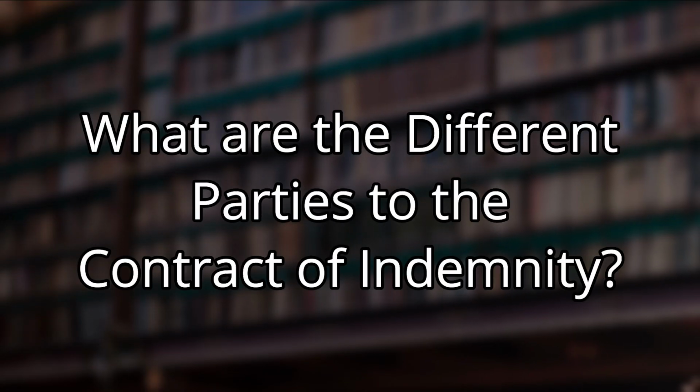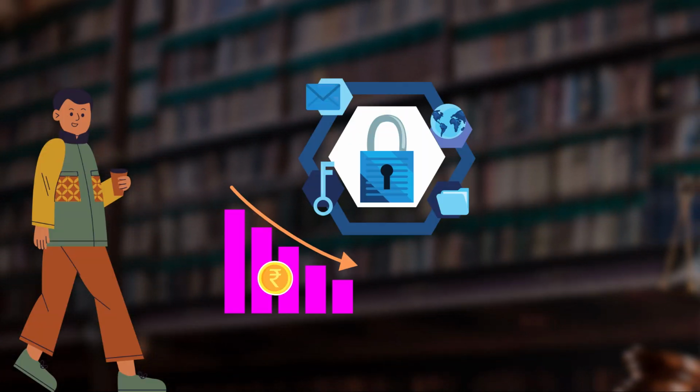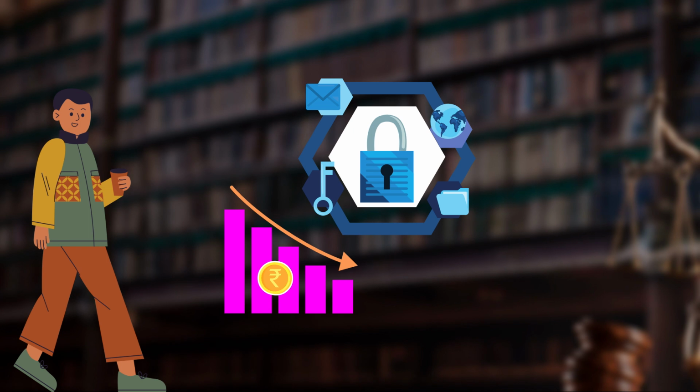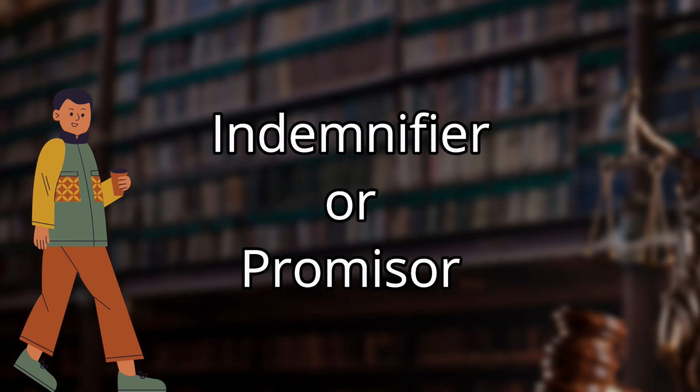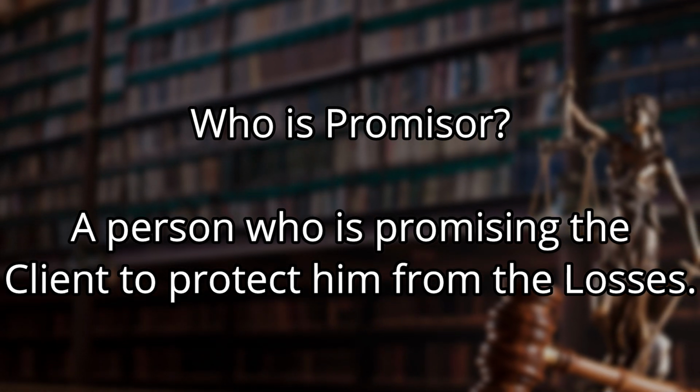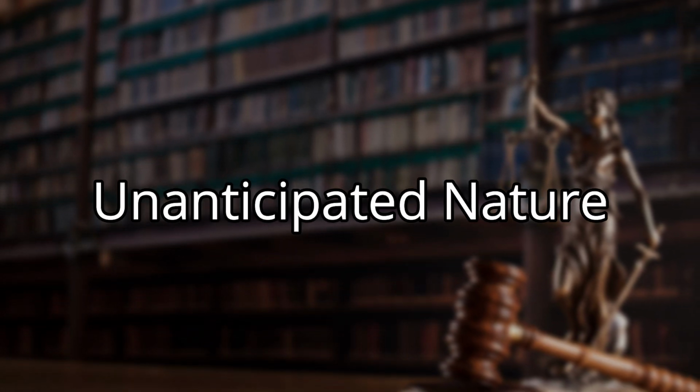Now, you should know clearly what the different parties to the contract of indemnity are. One party is promising to save you from the loss, from unanticipated, unforeseen situations. So the first party is called the indemnifier or promisor. The promisor is a person who promises the client to protect him from losses of an emergency, unanticipated, unforeseen nature.